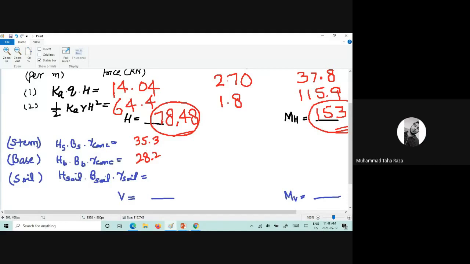149, sir. Okay, I would take that as 149. Please kindly give me the summation of the vertical forces which are exerted. 212.5. Please kindly note down this value as well.